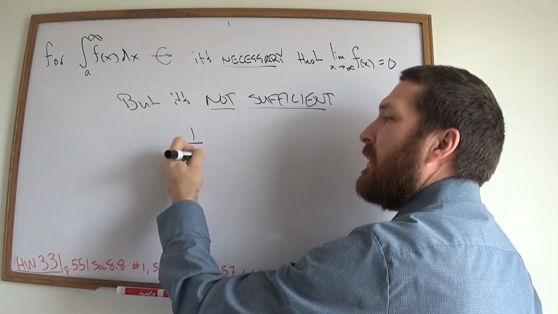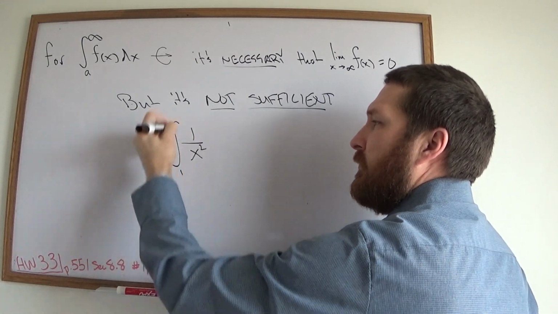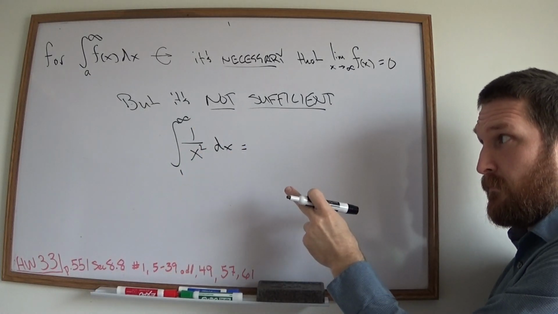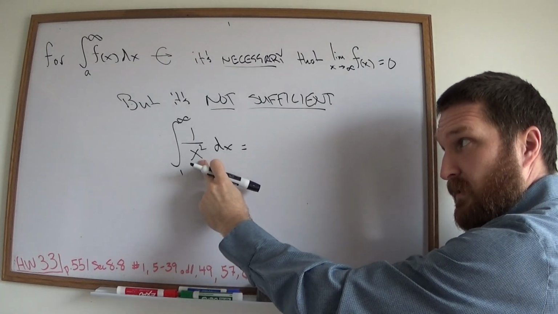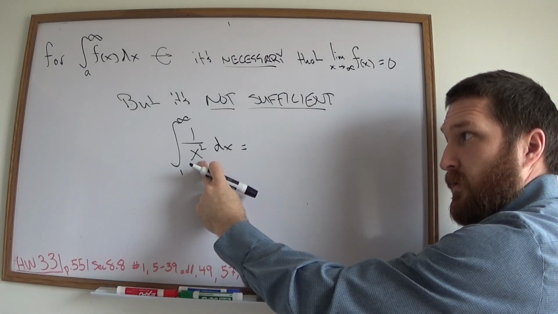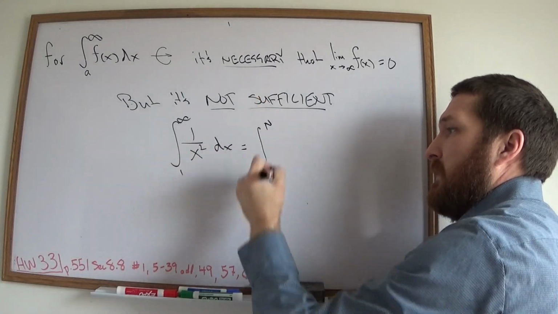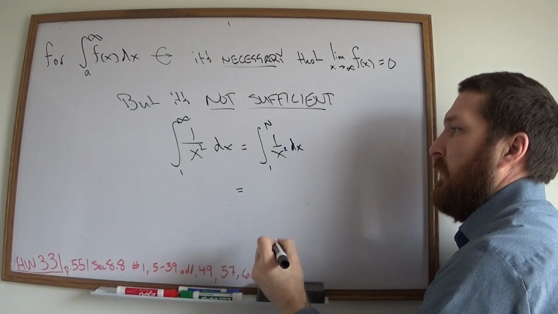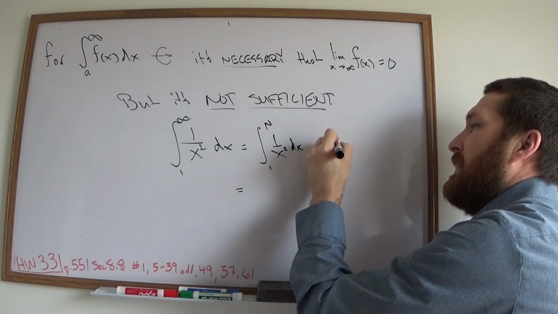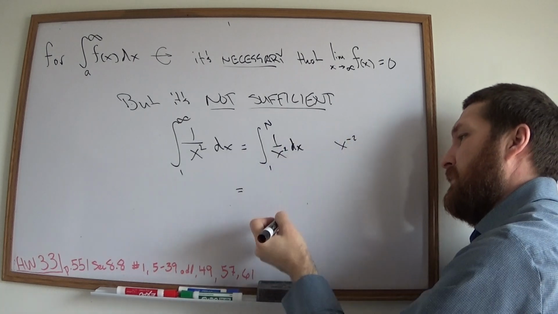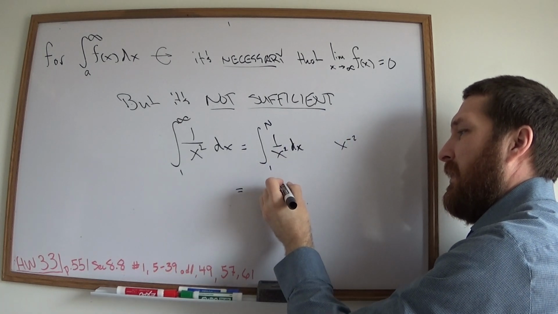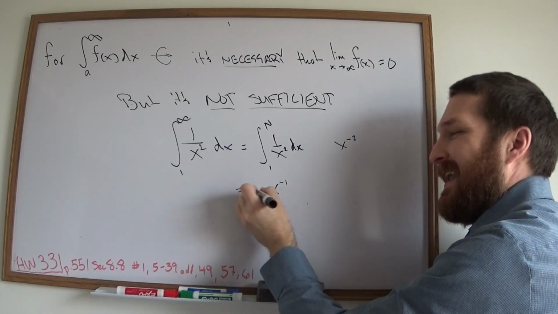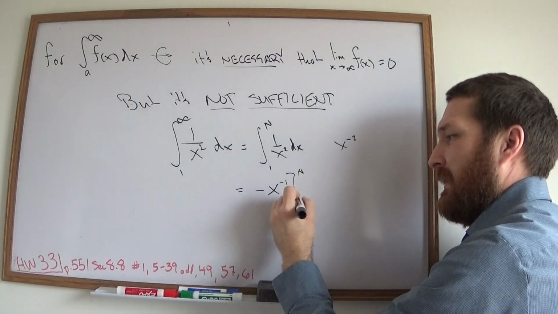But what about 1 over x squared, from 1 to infinity? Let's try that one. Does that go down fast enough? It goes down faster, right? Because this goes to 0 faster. So let's integrate from 1 up to n of 1 over x squared dx. What's the antiderivative? It's not x to the -2; it would have to be x to the -1, but negative. Negative x to the -1, evaluated at n and 1.